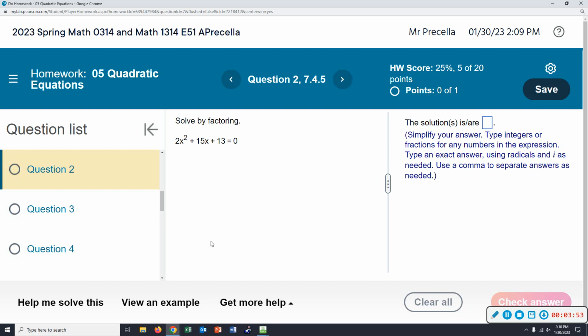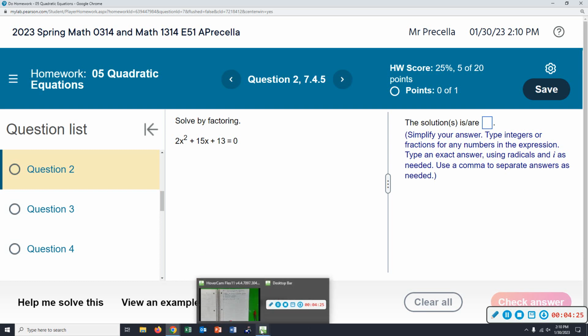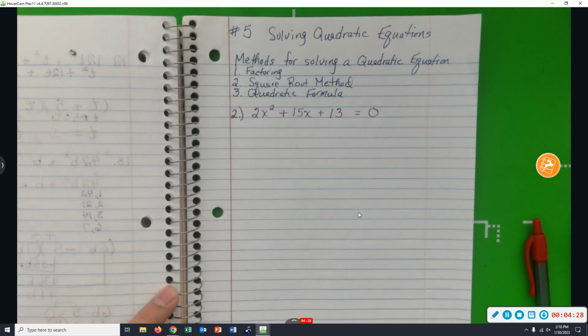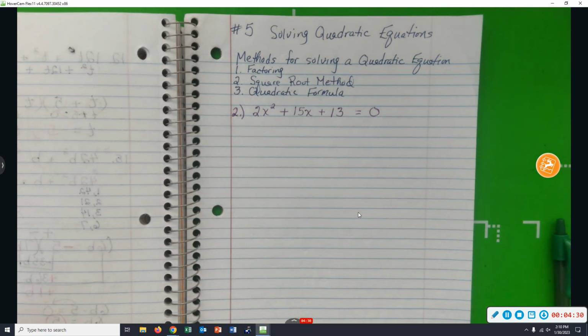Okay, 2x squared plus 15x plus 13 equals 0. Well, to solve an equation by factoring, it has to be in that standard form, ax squared plus bx plus c equals 0. And it's in that form. So we'll just go ahead and jump straight to factoring it.